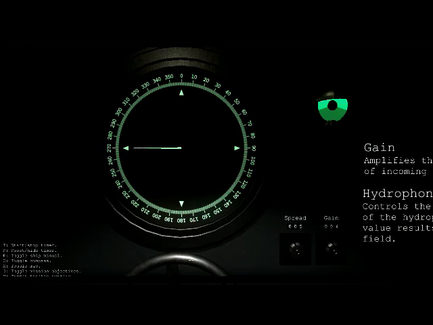Okay, so I was just tracking the position of the friendly submarine. And that's it for today's sound test. Thank you very much for watching.